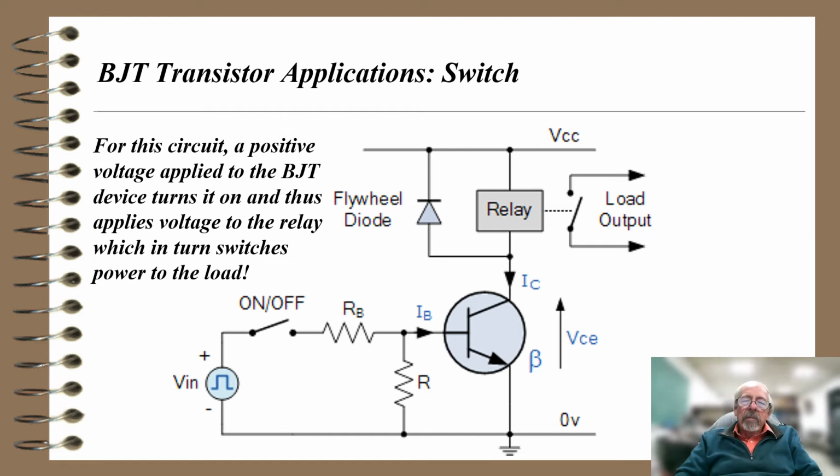Again, if I take the switch and open it up, and now I don't cause base current to flow, I'll have no collector current. The voltage on the collector will go high, then it'll go up to the value of VCC, and there'll be effectively no voltage across the relay to turn it on.